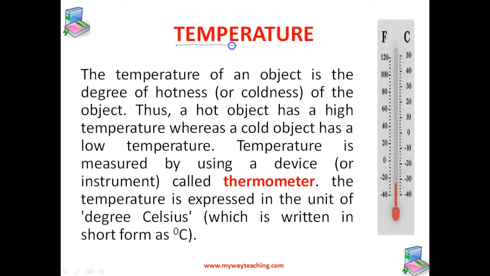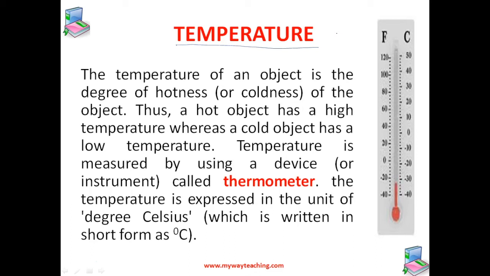What is this temperature? See, if we touch a utensil which is kept on a burning gas stove, it feels very hot, isn't it? At that time, we say the temperature of the utensil is very high. On the other hand, if you touch a utensil which is placed in a refrigerator, we feel it is very cold, isn't it? Then we say the temperature of the utensil is very low. Thus a hot object has a high temperature, whereas a cold object has a low temperature.